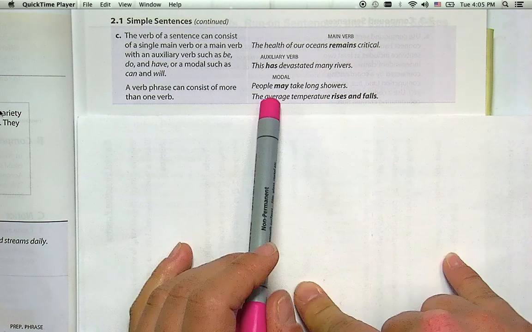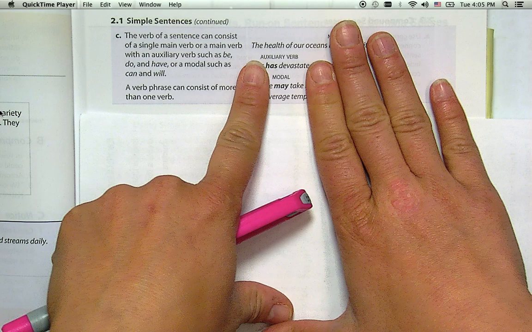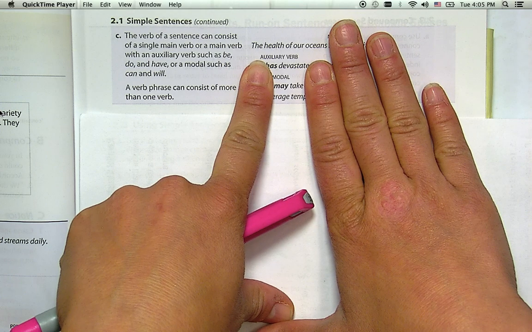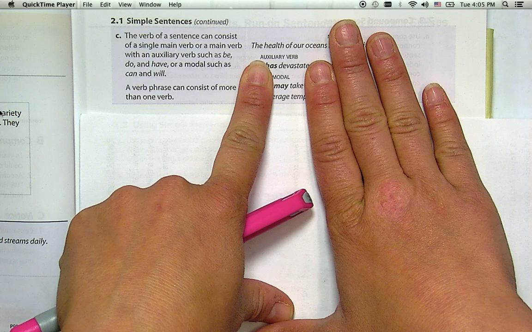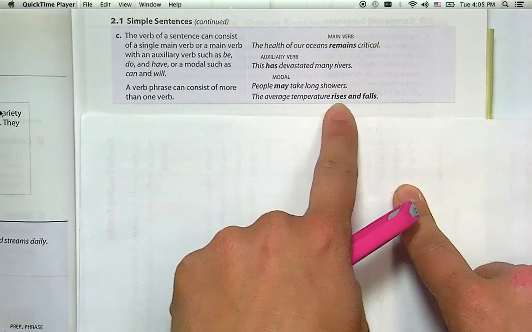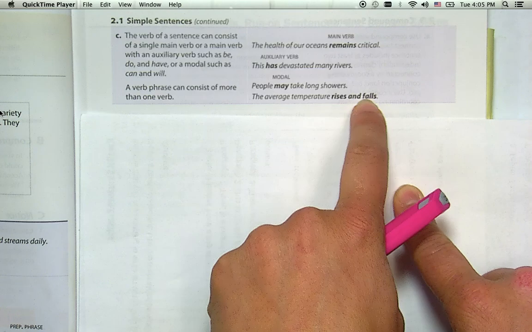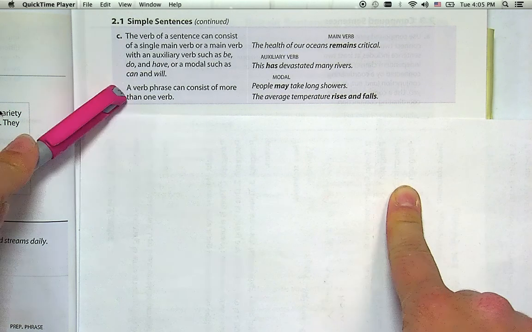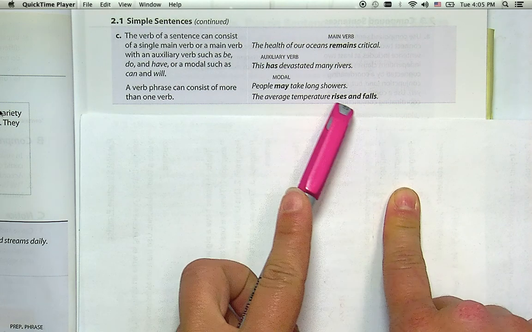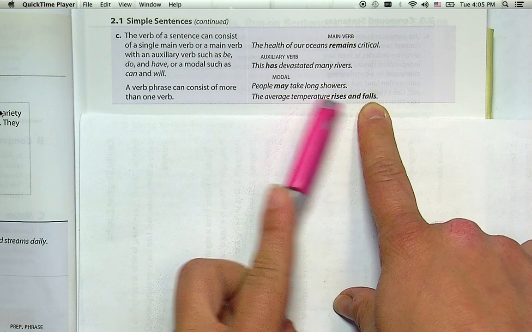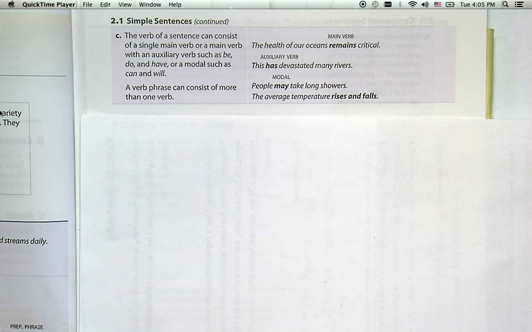You can also have modals, something like "may take." "Take" is our information verb, and "may" is our modal. It tells us about certainty. It's kind of like "might." "The average temperature rises and falls." So you can have two verbs, as we can see in this little rule right here. So "rises and falls." Both of these verbs have S because they're related to the subject, temperature. So you can have two verbs if you want to show two actions.